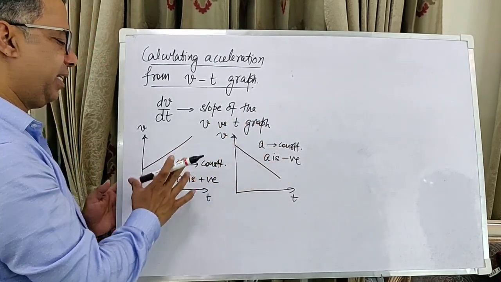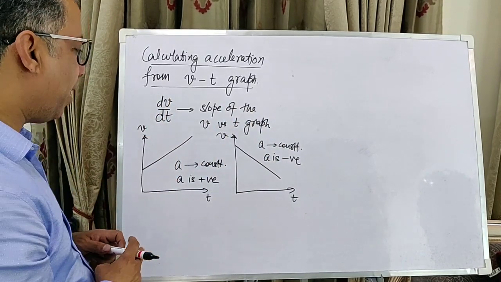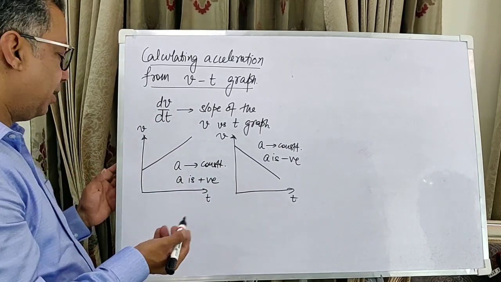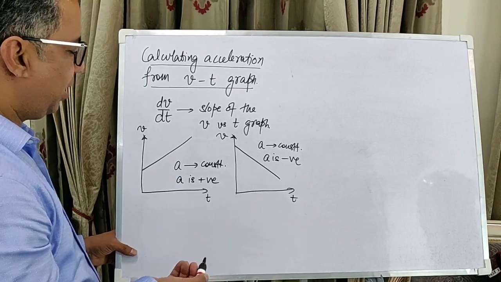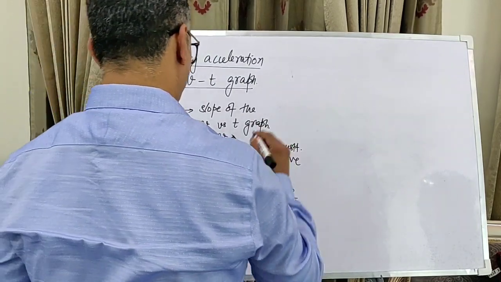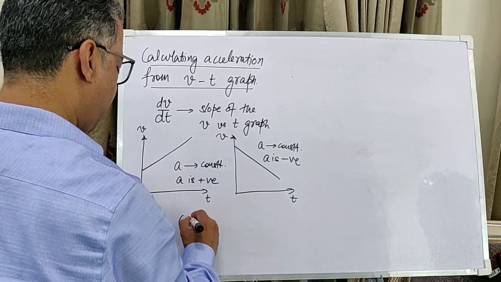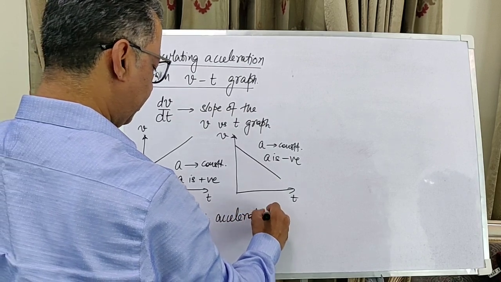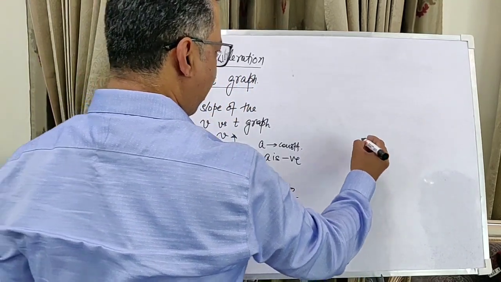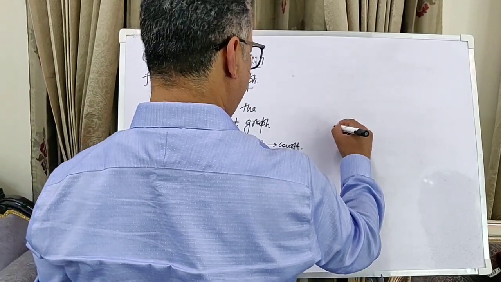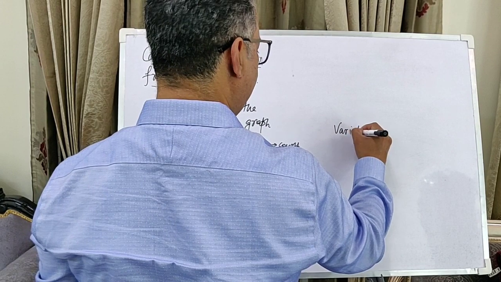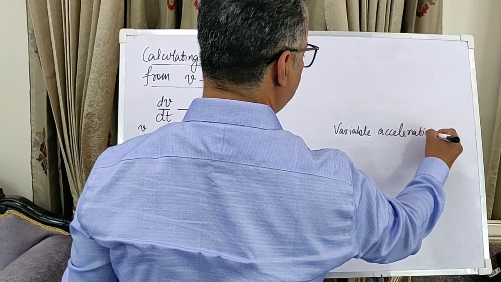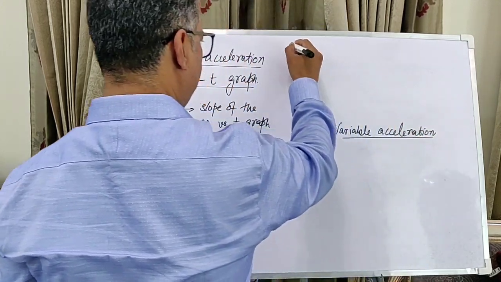But this kind of graph will come up when acceleration is constant. If acceleration is variable, we will get graphs which will be curves. So these are two graphs with constant acceleration. Let me now show you graphs having variable acceleration. Now in variable acceleration, the slope of these graphs will be variable.